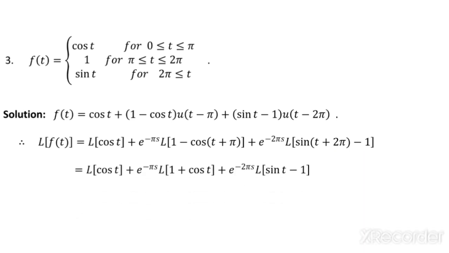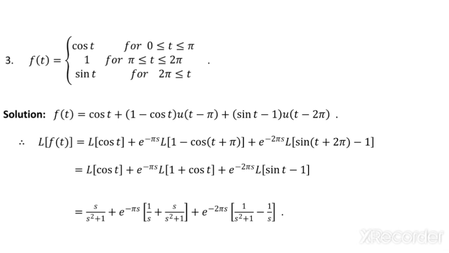So we get finally the Laplace transform of cos t plus e power minus pi s into the Laplace transform of 1 plus cos t, plus e power minus 2 pi s Laplace transform of sine t minus 1. Substitute, apply the results. So it is L of cos t, s by s square plus 1, plus e power minus pi s, L of 1 by s, plus L of cos t, s by s square plus 1, plus e power minus 2 pi s, L of sin t, 1 over s square plus 1, minus L of 1, that is 1 by s. So we stop here.